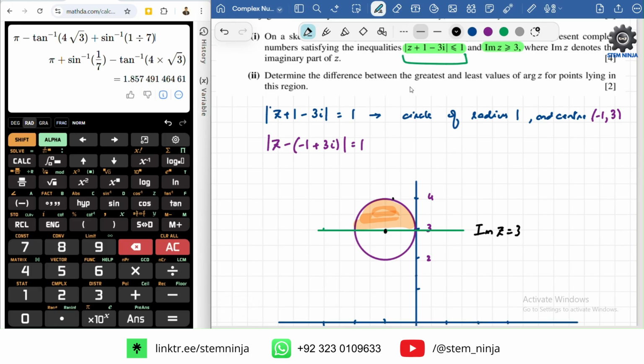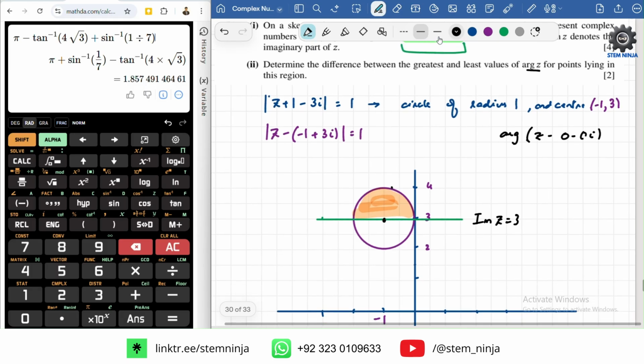Right, okay. Now the second part is determine the difference between the greatest and the least values of the argument z for points lying in this region. Okay, so argument z once again means measured from the origin, measured from 0, minus 0, 1. So we basically need a line coming from the origin. This is going to be the minimum. This is going to be the maximum.